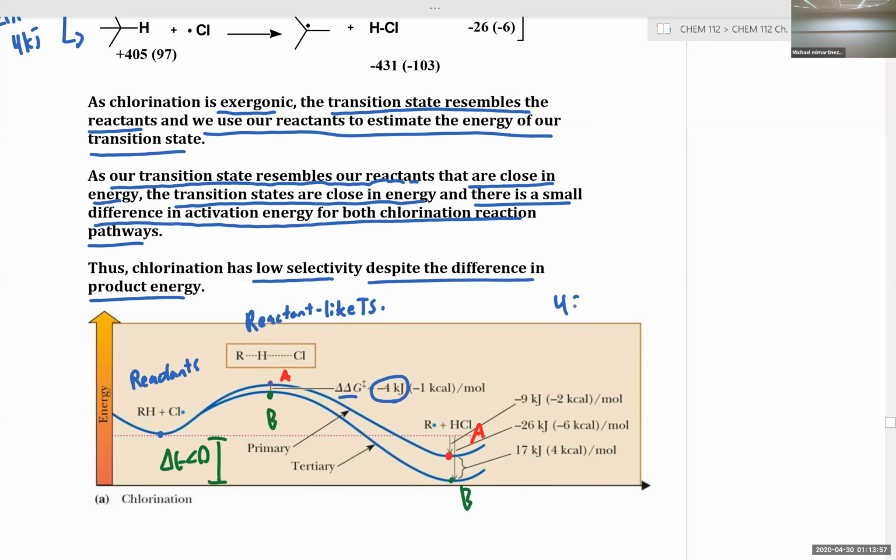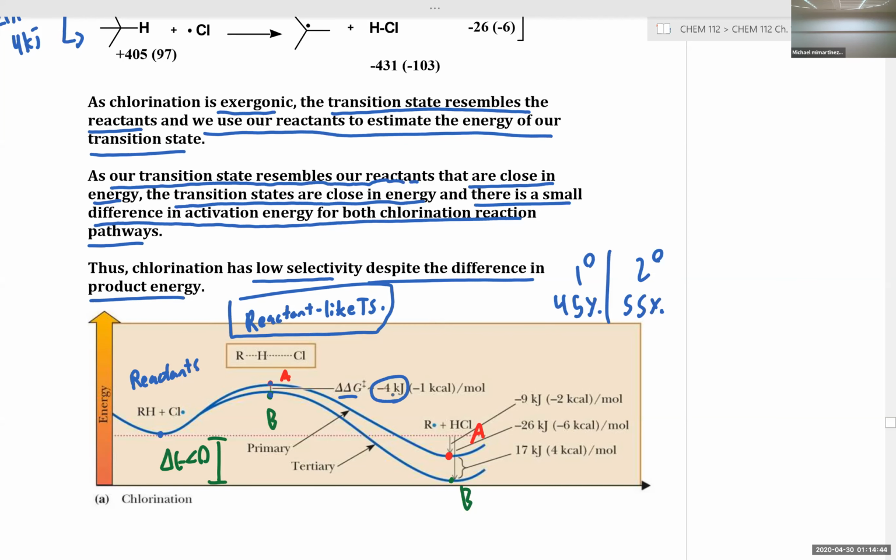Remember for chlorination, we observed 45% primary and 55% secondary. The relative proportion of products generated is our selectivity. We have two pathways. It's exergonic, so we have a reactant-like transition state. Our reactants are close in energy, ergo, our transition states are close in energy, ergo, we don't observe as much selectivity. It doesn't matter that our products are different in energy, not substantially, because the relative energy of our transition states is governed by our reactants, which look very similar. That's why we see almost this one-to-one selectivity.